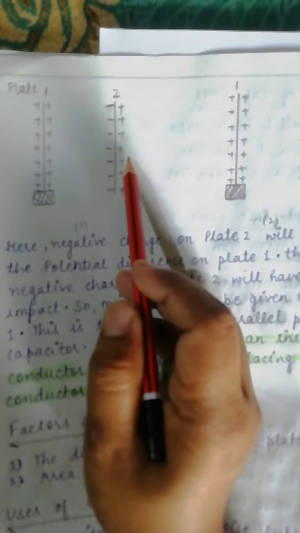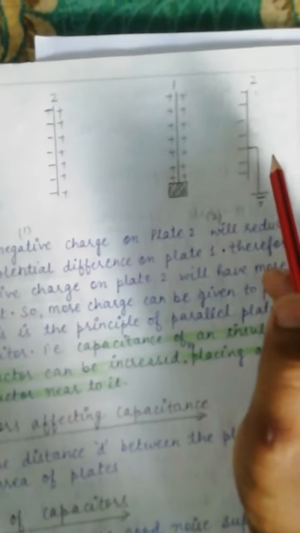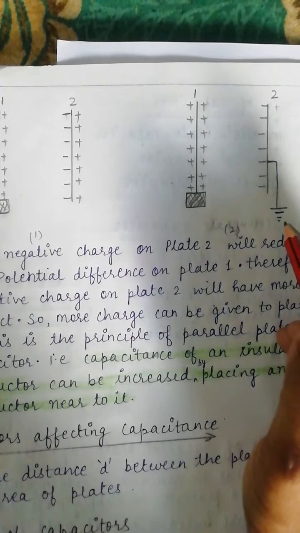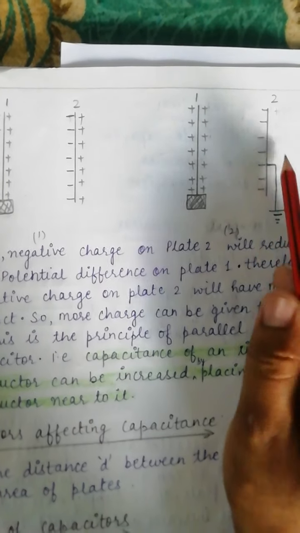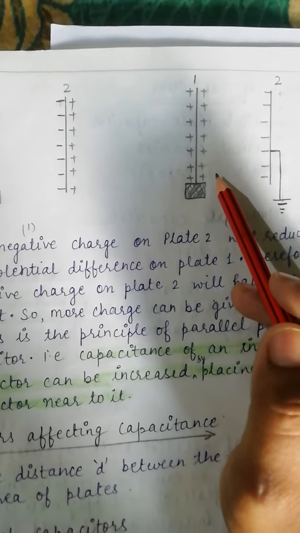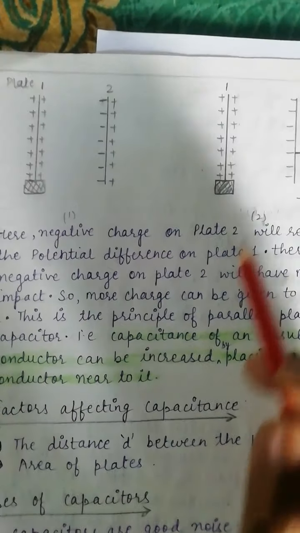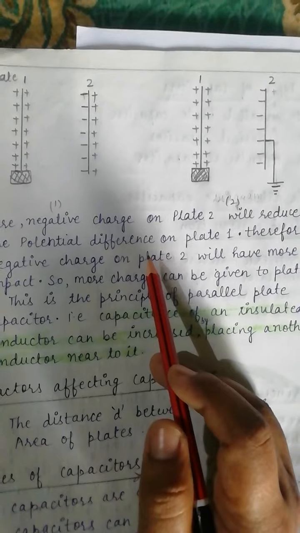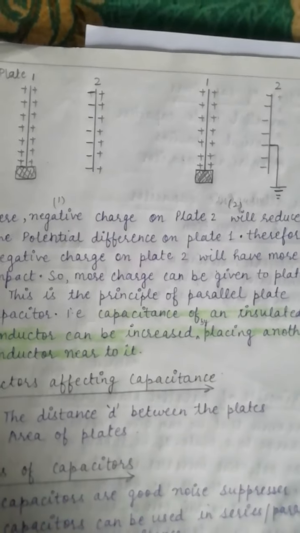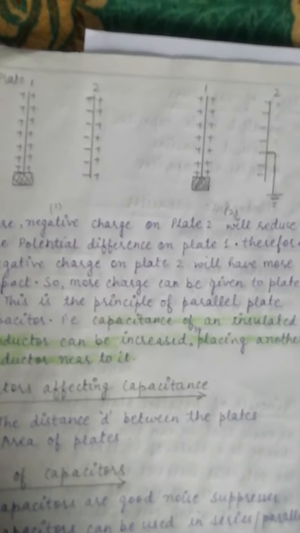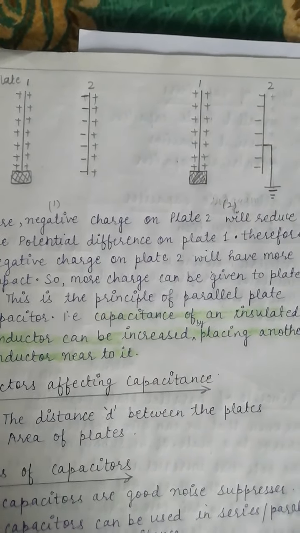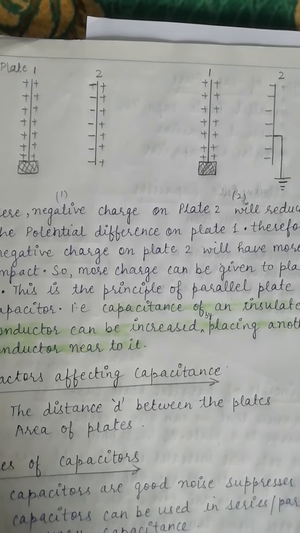And if you connect the second plate to the ground, the free charge particles, that is the positively charged particles, would leak to the ground. That means this plate becomes negatively charged and this plate becomes positively charged. Hence we can say the capacitance of the insulated conductor increases. This is the principle of the capacitor, that is by placing another conductor near to an insulated conductor we can increase the capacitance. Clear, students?